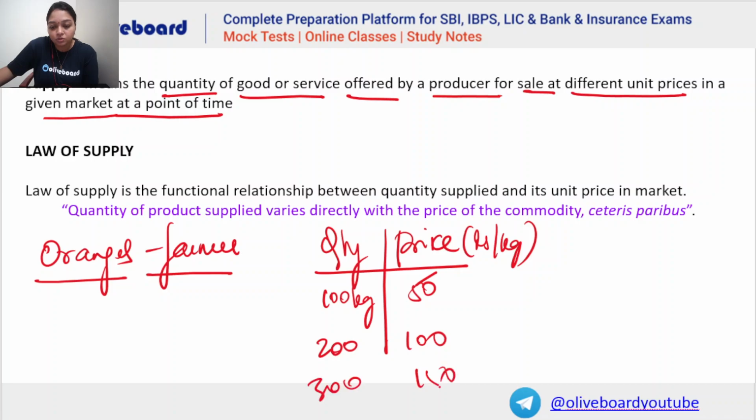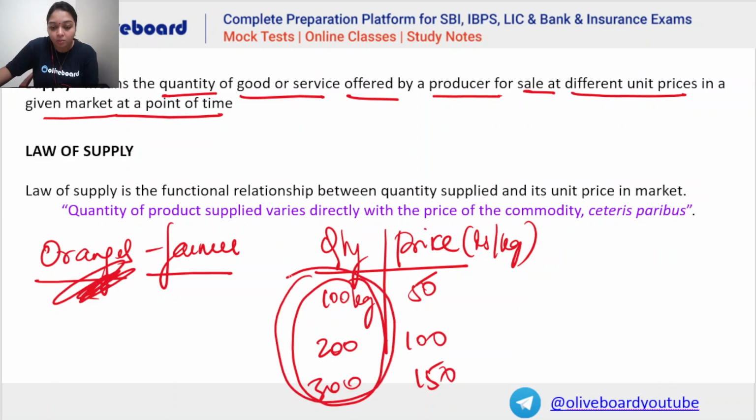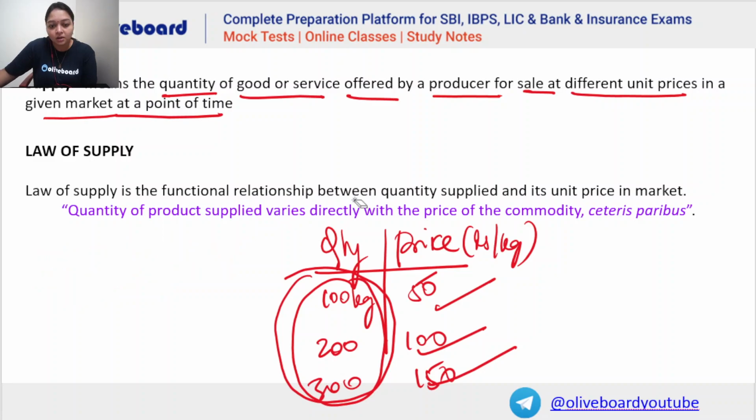So what is this here? The various quantities of a commodity. What is the commodity? Orange. The various quantities of a commodity that a producer is going to sell at various unit prices. So that is your supply. I hope supply is clear. And from this table, what we are going to get is your law of supply.